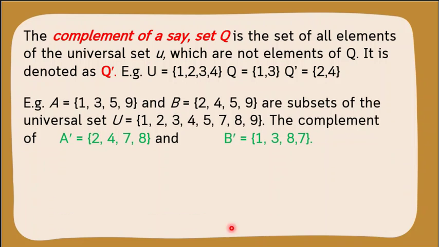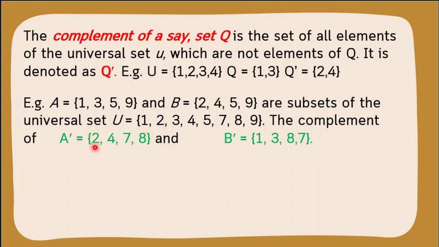Another one is the example here. We have set A, which has elements 1, 3, 5 and 9, and then set B, which has 2, 4, 5 and 9. Let's assume they are all subsets of the universal set here. Then the complement of A will be 2, 4, 7 and 8. The reason is that when we look at the universal set here, we find 1 in it, we find 3 in it, we find 5 and then 9.